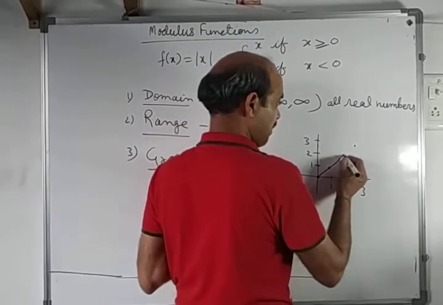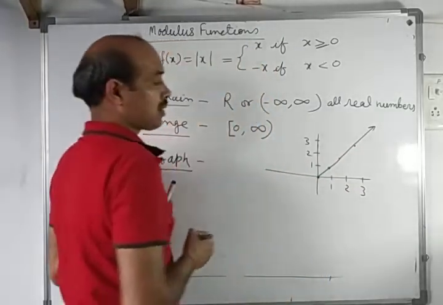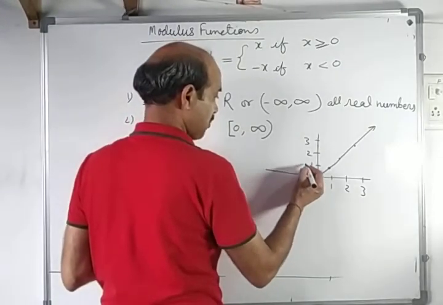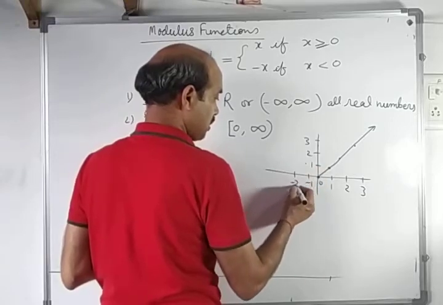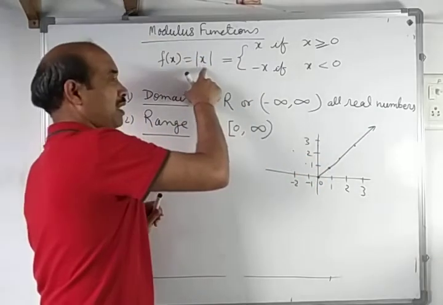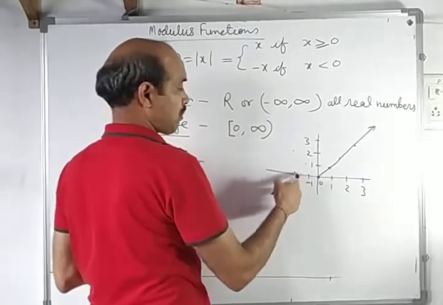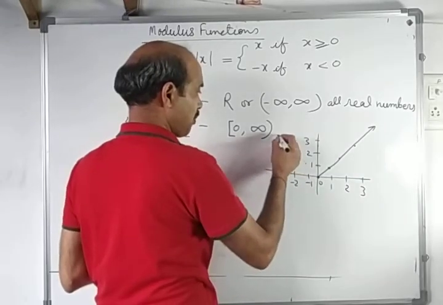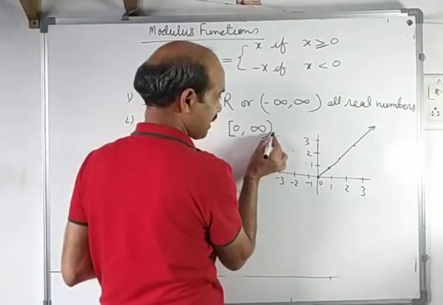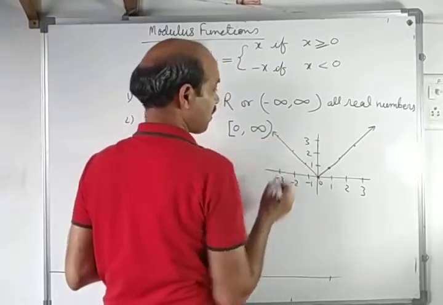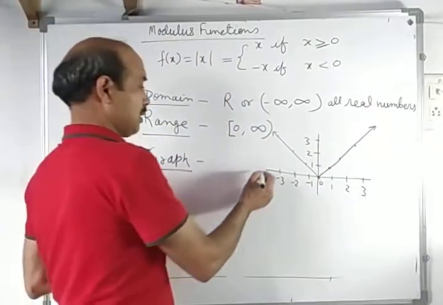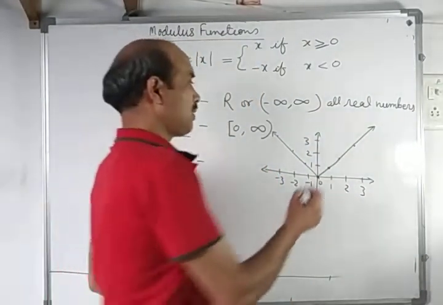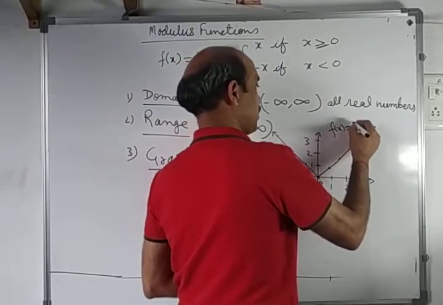By joining these we will have this type of graph for the positive direction of x, and for the negative direction of x: minus 1 gives plus 1. For minus 2 we will have plus 2. You can put minus 2 here, you will get the value plus 2. So for minus 2, plus 2; for minus 1, plus 1; for minus 3, we will have plus 3. By joining these we will have the graph of the modulus function towards minus infinity. So this is the graph of the function f(x) = |x|.